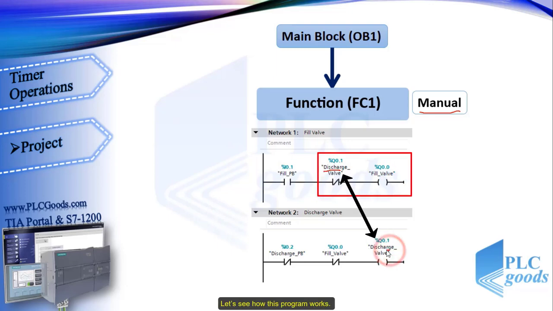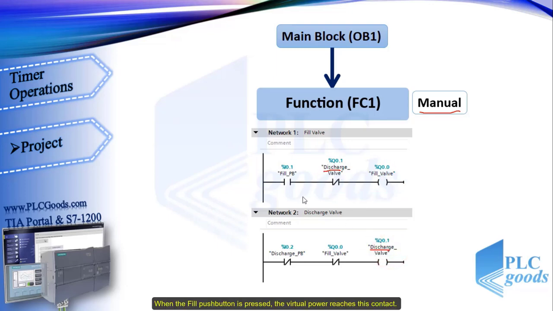Let's see how this program works. When the fill push button is pressed, the virtual power reaches this contact. If the discharge valve is off, this contact will pass the virtual power, so the fill valve will change to on. But if the discharge valve is on, it makes this contact change to open, so the virtual power won't reach the fill valve.